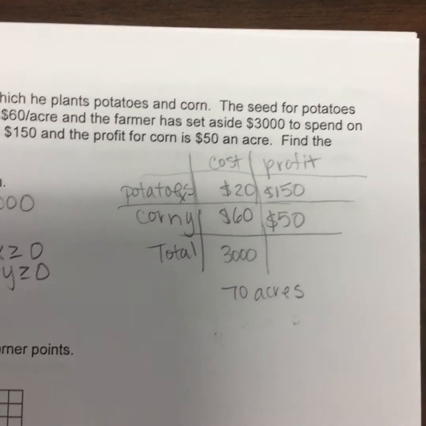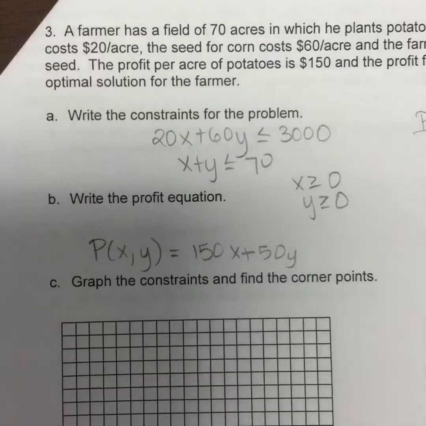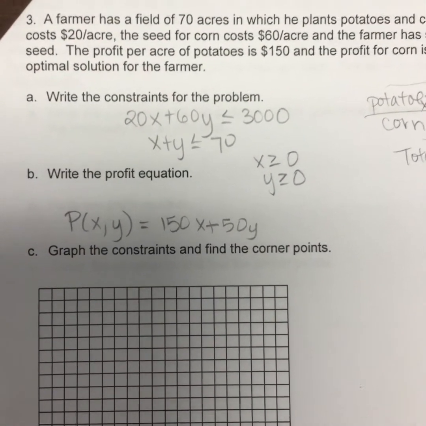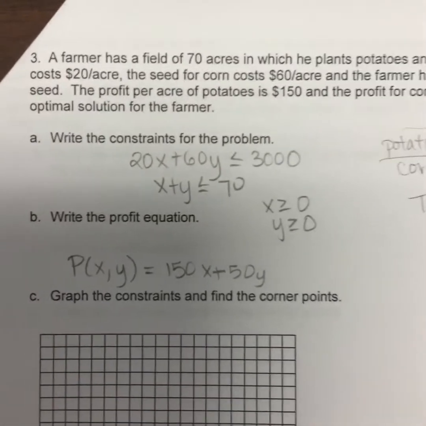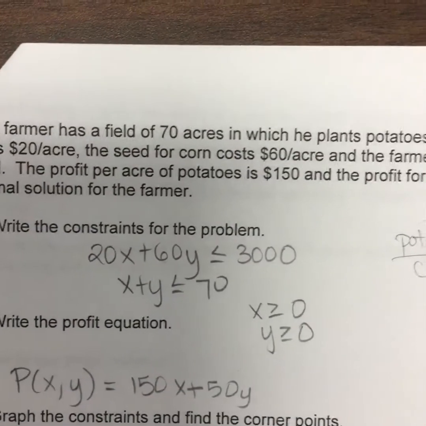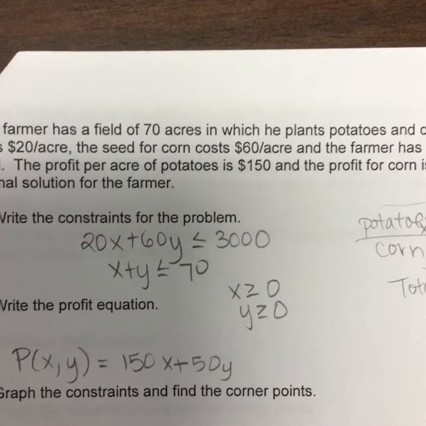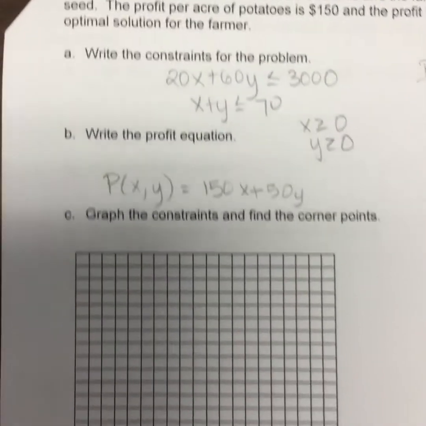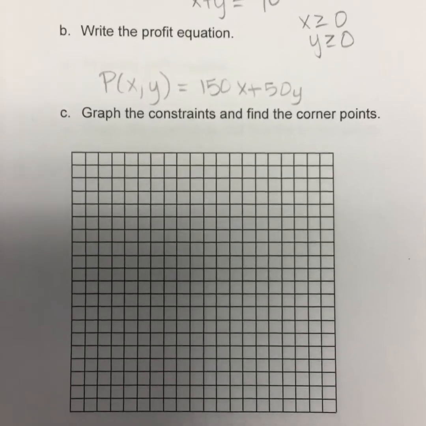My profit equation is going to be based on the profits that were given per type. And so I'm going to write that out as P of x, y equals 150x plus 50y. So that's my constraints, the limit on the cost and the number of acres, and then my profits represented here. And now I'm going to graph the constraints.